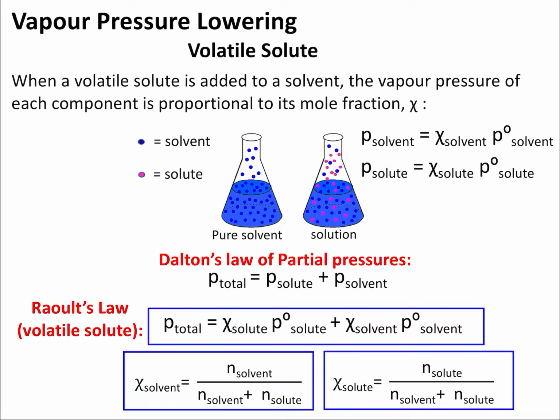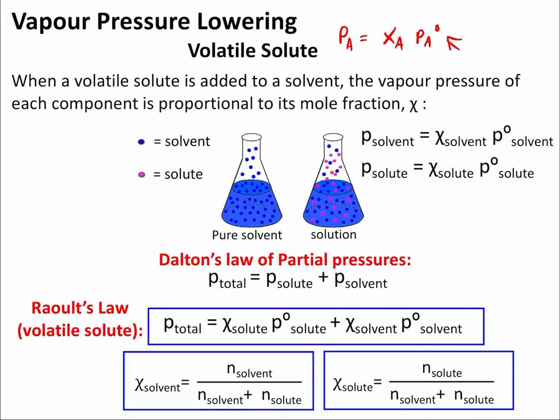All right, we're back to talking about Raoult's law. Raoult's law says that the vapor pressure of some substance A over a solution is going to be equal to the mole fraction of A in that solution multiplied by the pressure of A when it's a pure liquid, the vapor pressure of the pure liquid.